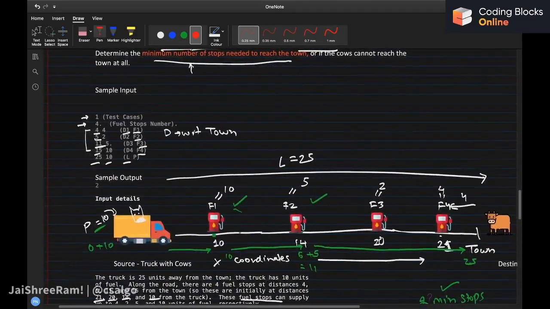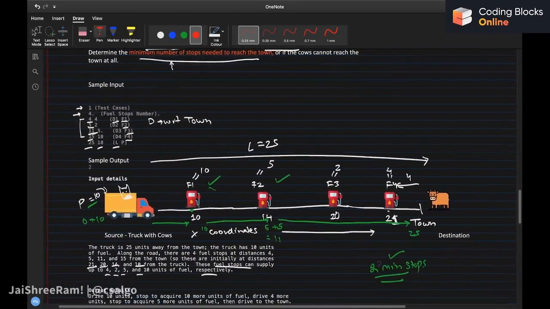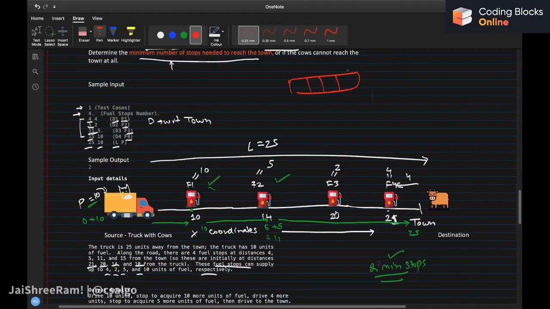So if I just show you an example here, we will make a priority queue, and suppose you start moving from this location and you reach this location, and at this location you see there is a fuel stop which is offering 10 units, so add it to the priority queue. And at this point the truck needs more fuel to go further, so you remove it from the priority queue, you refuel the truck, and the truck again gets a 10-liter capacity. And you keep moving forward.